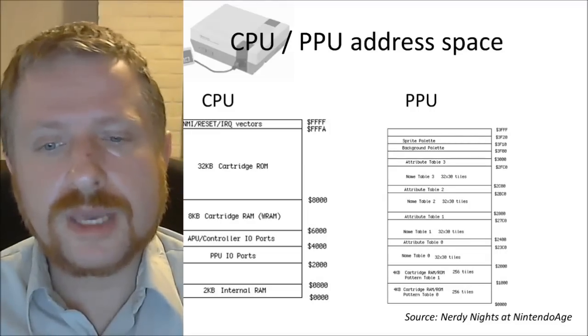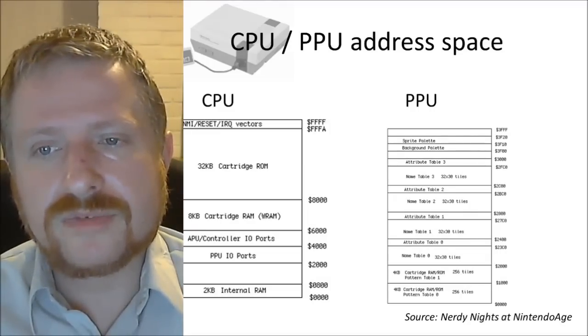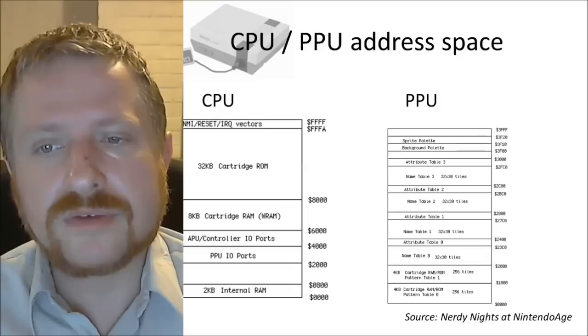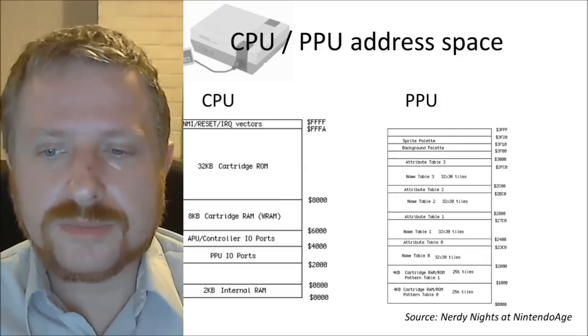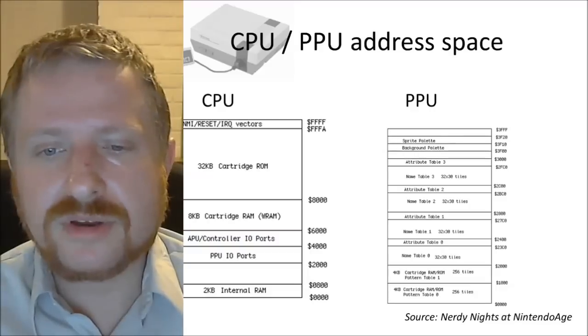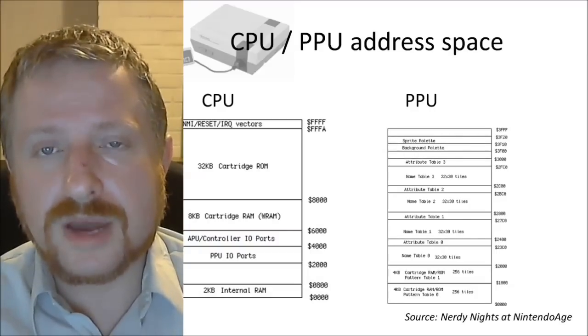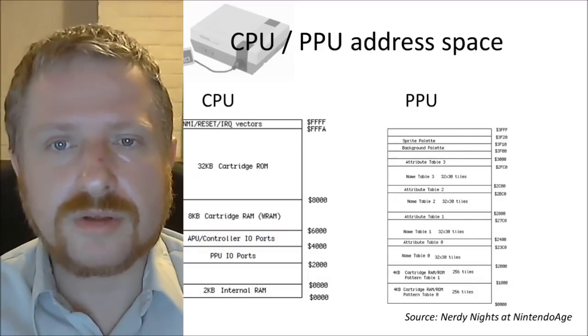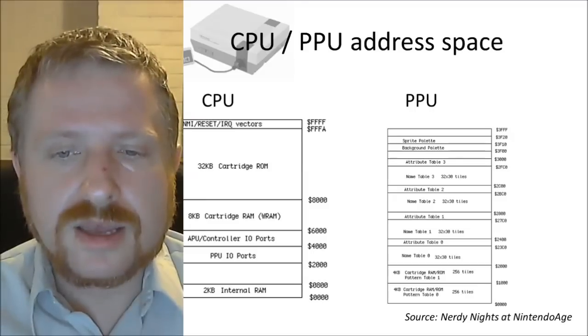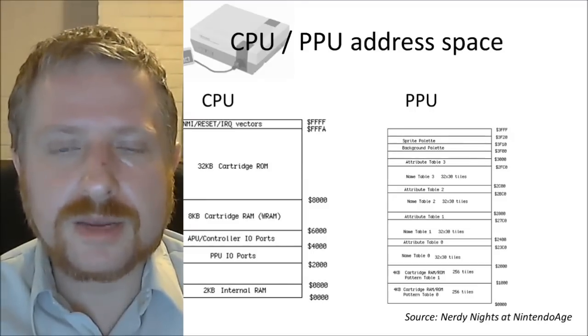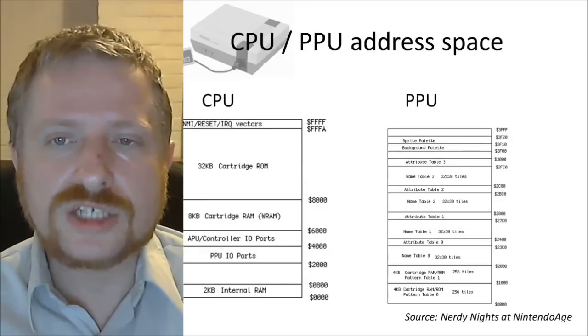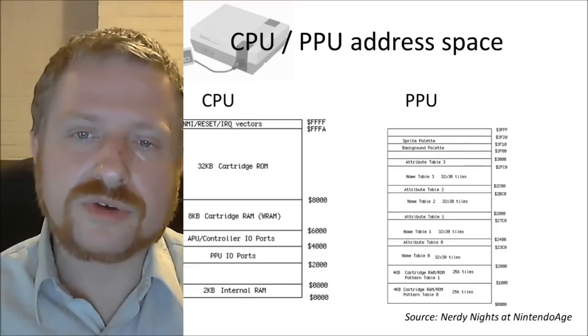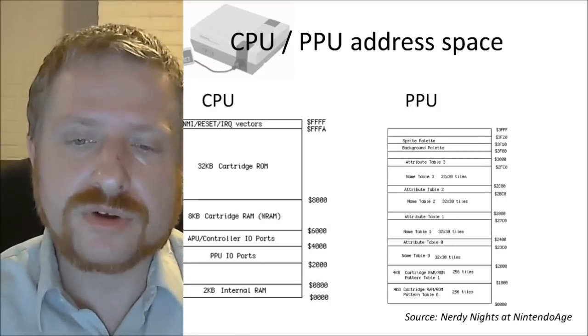Then over here on the PPU, you have 16 kilobytes of address space. And from 0 to 2000, you have the pattern tables, and that's basically all the sprite data. And above that, you have these name tables, and that's basically the arrangement of all the sprites on the screen that creates the background for your game.